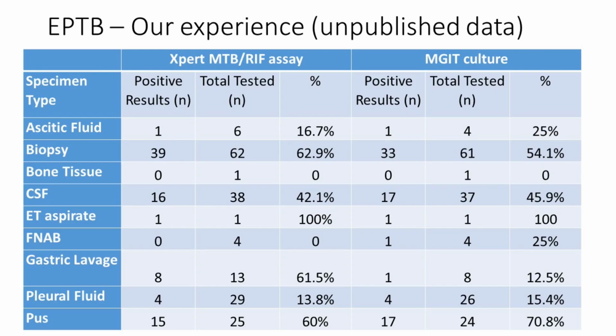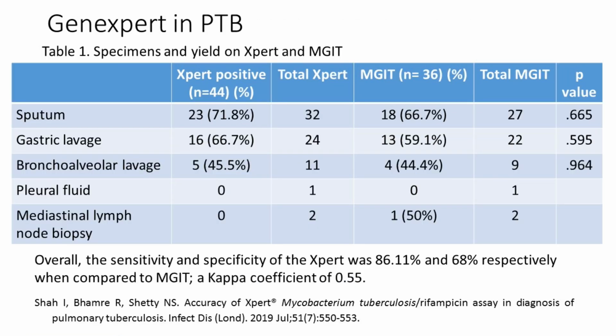Regarding extrapulmonary TB, we've used Genexpert with the culture, and you can see both are almost equivalent. Both pick up pretty well. So Genexpert can be used for extrapulmonary TB as well, though the manufacturer's label still says pulmonary TB. If you look at this, Genexpert in pulmonary TB, our data again very good. Sensitivity and specificity of Genexpert when compared with MGIT was 86% and 68%, and a kappa coefficient of correlation of 0.55, which tells you it's a very good correlation. So it really works very well in pulmonary TB in children.